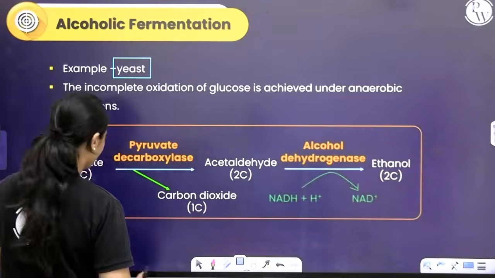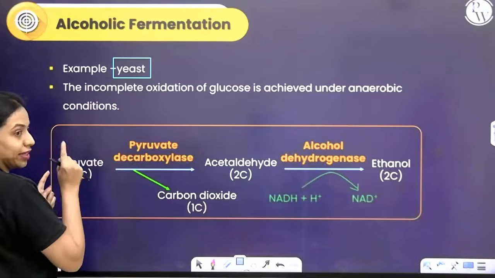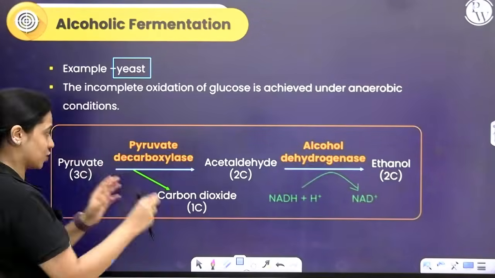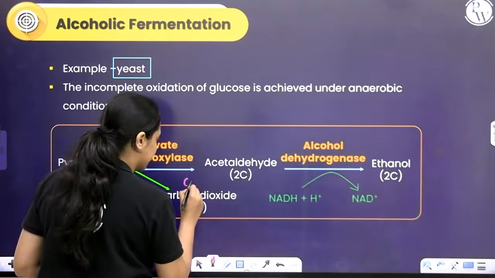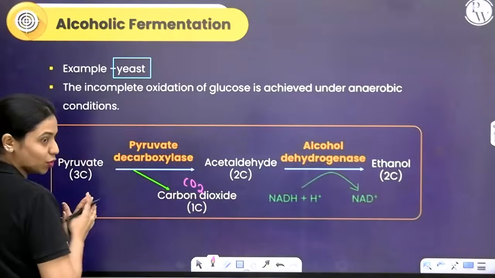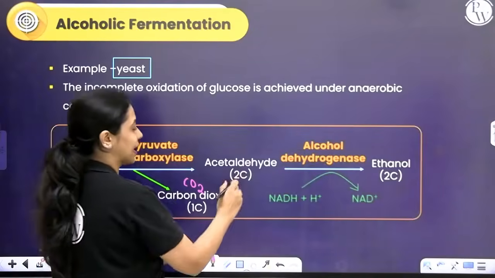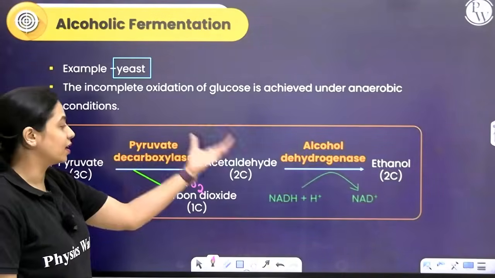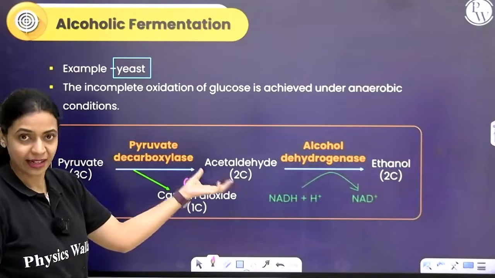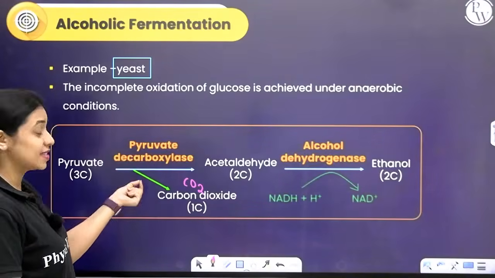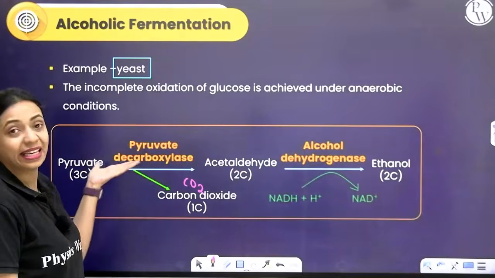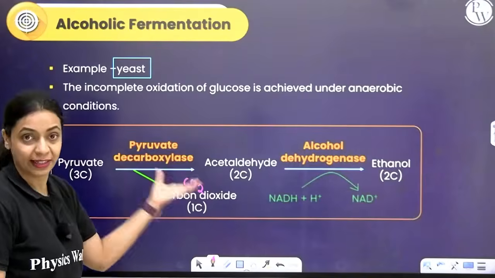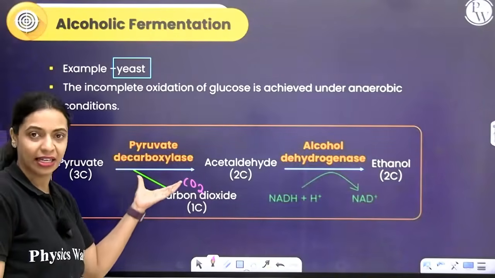So over here, pyruvic acid that we got at the end of glycolysis will first undergo decarboxylation, where a carbon dioxide gets removed, one carbon is removed, and it forms acetaldehyde which contains 2 carbons. When pyruvic acid is getting converted to acetaldehyde, the enzyme that catalyzes this reaction is called pyruvate decarboxylase. Understand that pyruvic acid is getting decarboxylated, so the enzyme is called pyruvate decarboxylase.